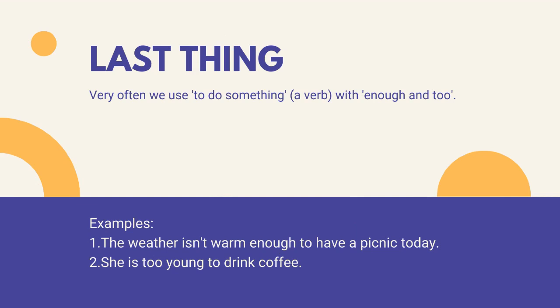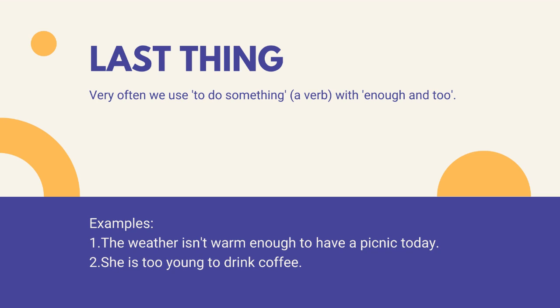Very often we use to do something, a verb, with enough and to. Look at this first example. The weather isn't warm enough to have a picnic today. You're giving the reason why you said the weather isn't warm enough. It isn't warm enough to have a picnic today.